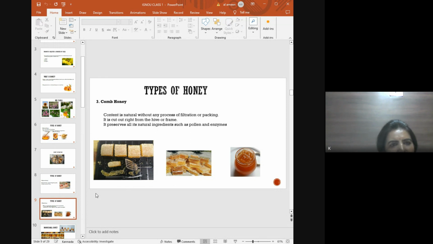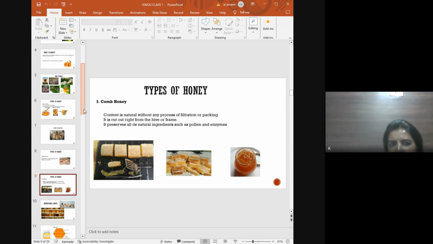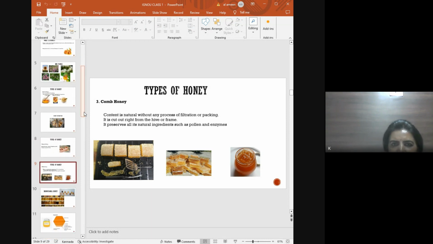The content is natural, without any process of filtration or packing. Nothing is done. It is just cut right out from the hive or a frame. It preserves all its natural ingredients such as pollen and enzymes. So everything is there. It is just cut into small blocks and sold as such. In the second photograph, you can see it can be sold in packages.